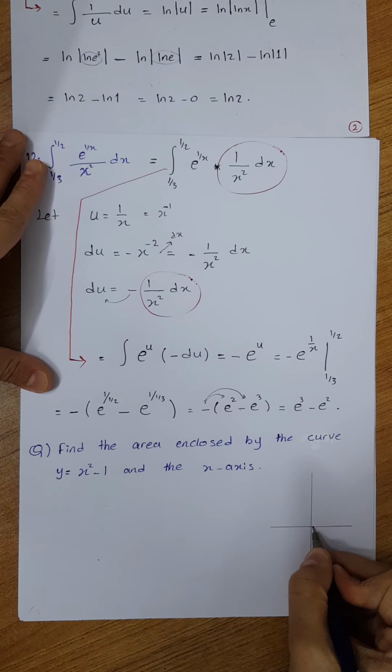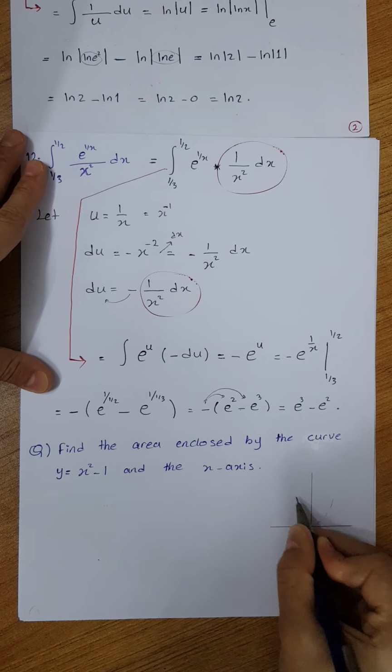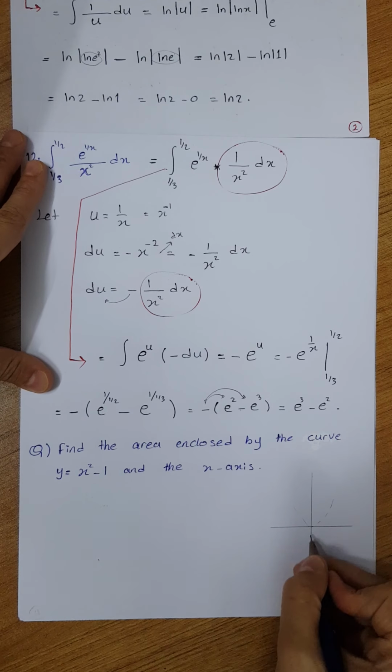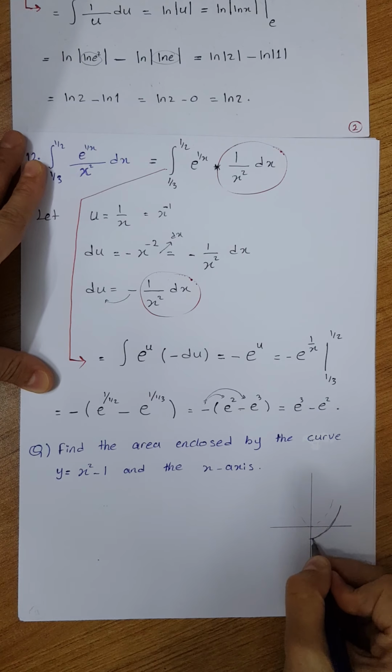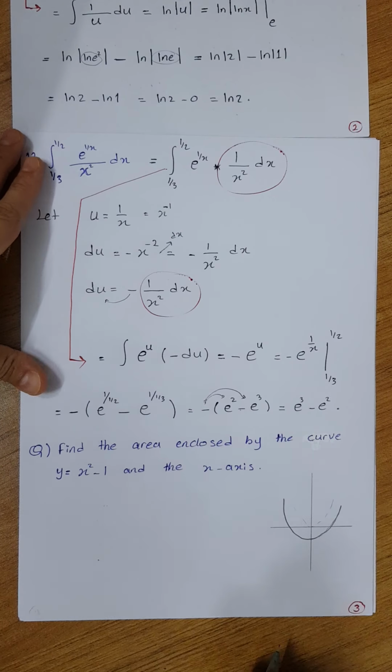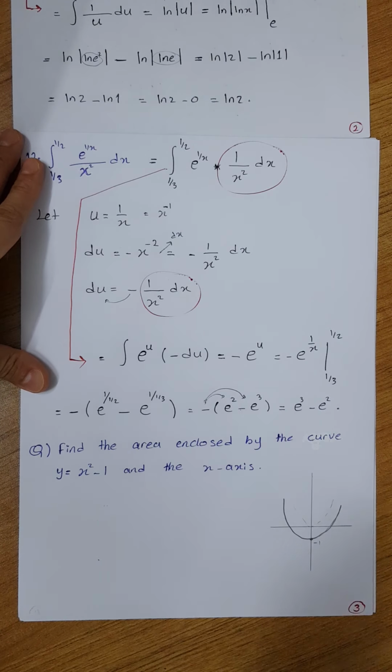We know that x squared is here, okay? x squared minus 1 is what? It's the same x squared but coming down minus 1 unit. So the graph of that function is something like that. Okay, here is negative 1.